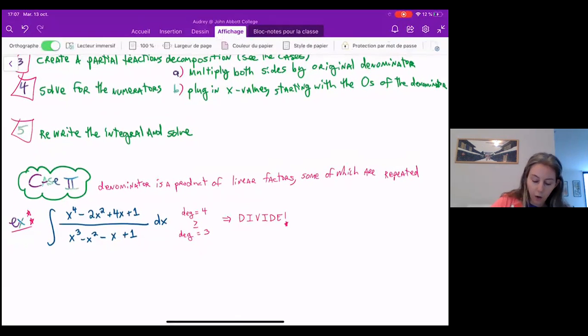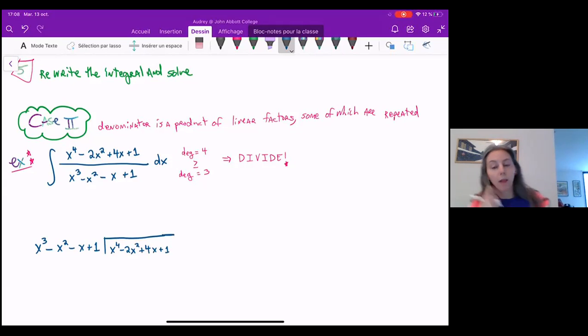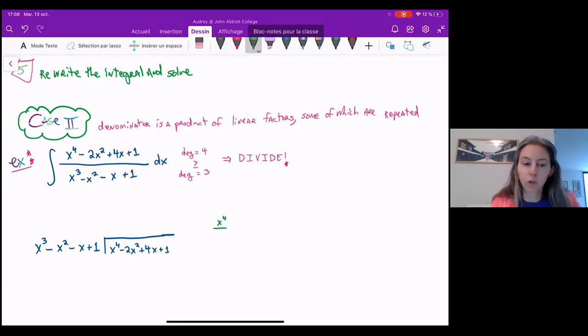We're going to do polynomial long division. I'm going to take this x cubed minus x squared minus x plus 1, and I want to divide it into x to the 4th minus 2x squared plus 4x plus 1. Now remember, we always start by looking at our first terms, so that x to the 4th, and dividing it by the first term on the outside, x cubed. And that gives me an x, and that x is what goes up here.